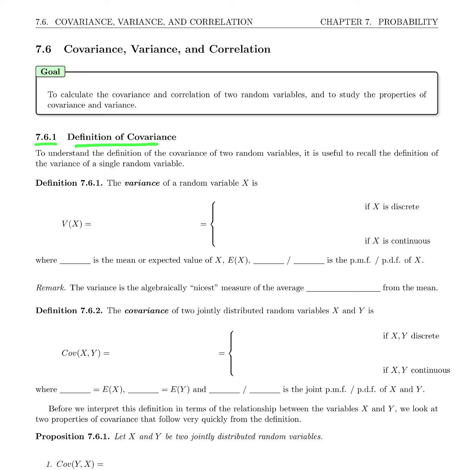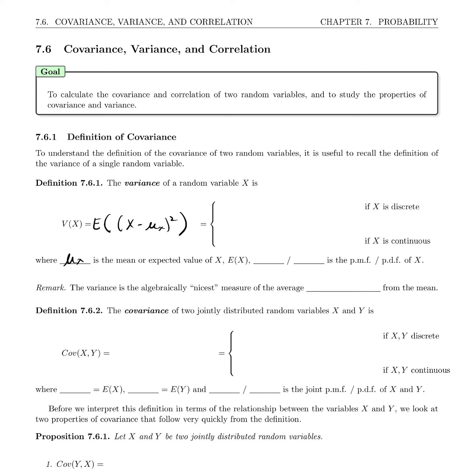7.6.1 Definition of covariance. In order to understand the definition of the covariance of two random variables, it's useful to recall the definition of the variance of a single random variable, and that's definition 7.6.1. The variance of a random variable X is V of X, and it is the expected value of X minus mu sub x squared, where mu sub x is the mean or expected value of X.